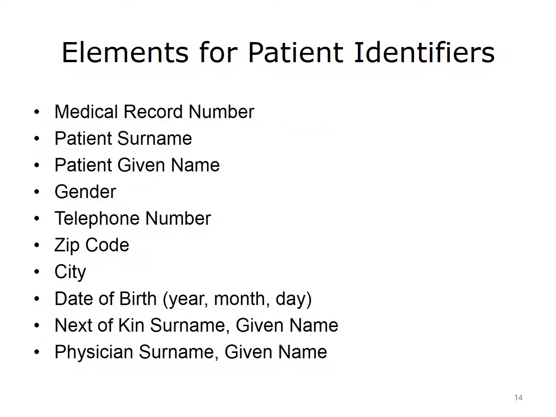The below 10 parameters are most generally used to identify the patient in the absence of a unique identifier. Many people add the SSN to this set, and, in fact, the SSN is one of the best identifiers. Medical record number, patient surname, patient given name, gender, telephone number, zip code, city, date of birth (year, month, day), next of kin surname and given name, and physician surname and given name. These parameters are weighted as to the uniqueness they provide to the person's identity. Other algorithms exist that use a probabilistic model. All have a finite error rate.